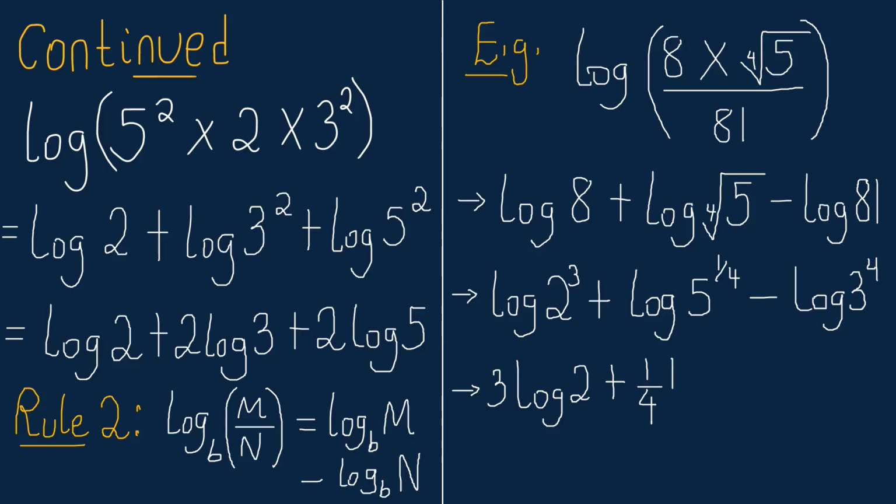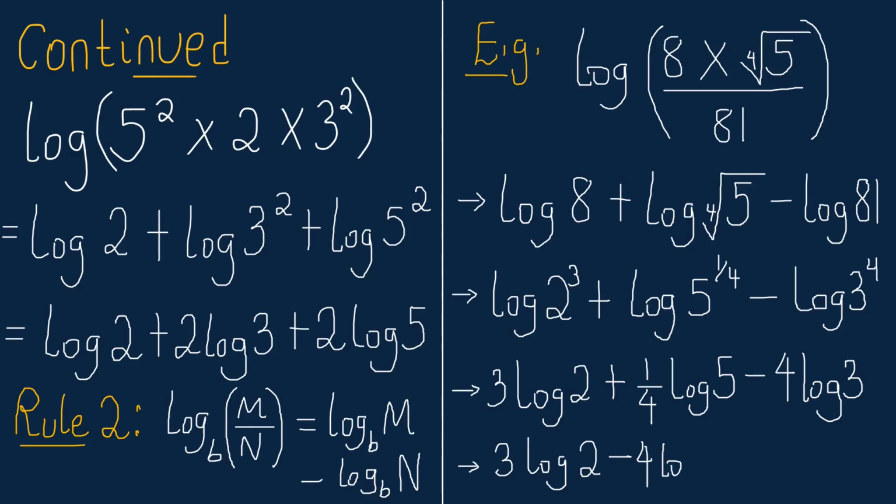Remember to change the 4th root of 5 to become 5 raised to power 1/4. The final simplified form is expressed mainly as log 2, log 3 and log 5, which are all prime numbers.